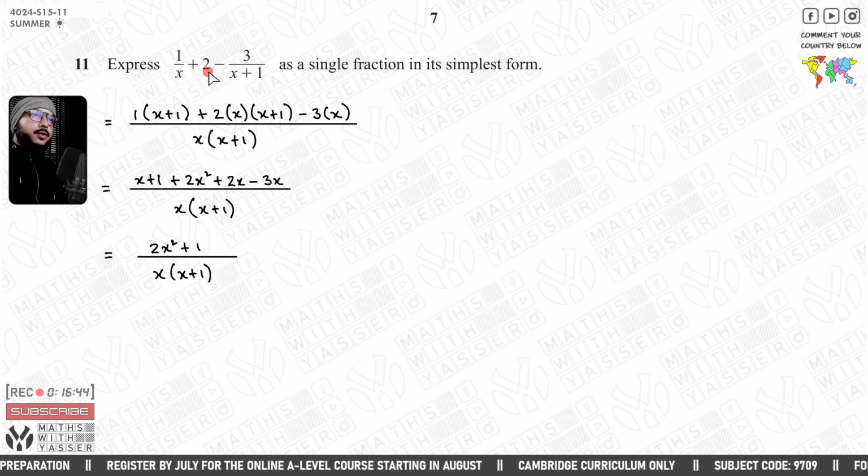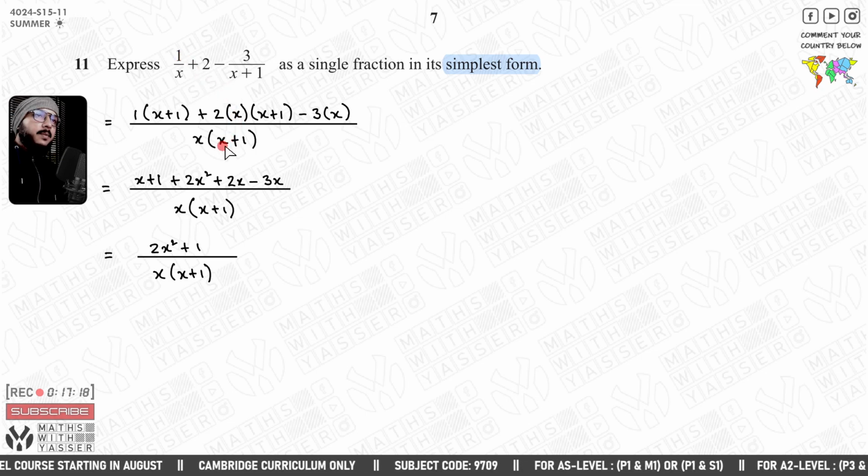Express 1 over x plus 2 minus 3 over x plus 1 as a single fraction in its simplest form. So the LCM for this expression will be the product of these two values in the denominator. So it is x times x plus 1. And since we have x in the denominator for the number 1, that means we need to multiply 1 with x plus 1. So it is 1 times x plus 1 plus, since we don't have any of the values in the denominator for the number 2, that means we need to multiply 2 with both of them. And for 3, we just need to multiply it with x.